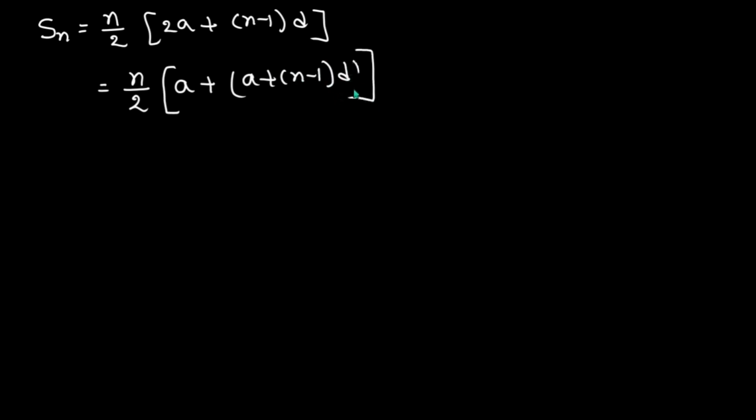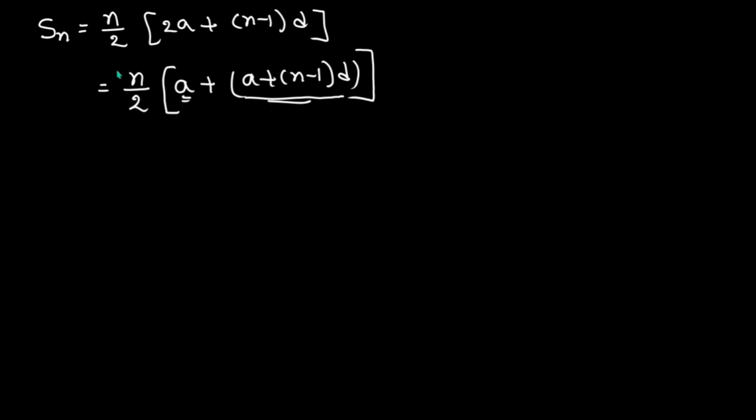Bracket. So a is the first term. What is this one? This is the nth term, right? The nth term is just adding the first term to the n minus 1 differences. So this is the nth term, okay.